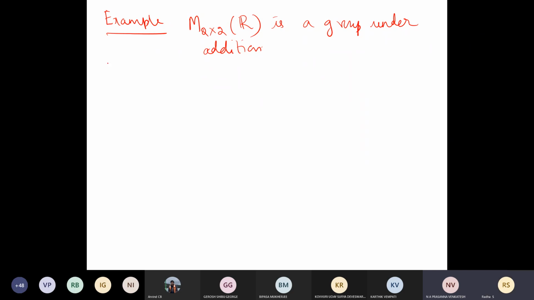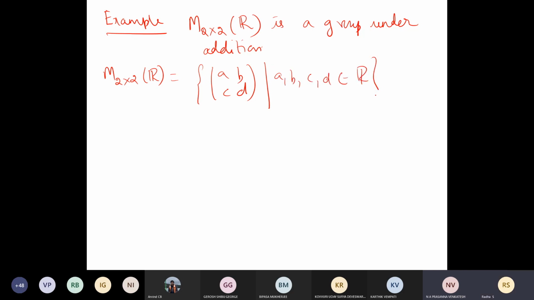So how does an element of M2 cross 2 over R look like? A, B, C, D such that A, B, C, D belong to real numbers. That is the meaning of over R here. All the entries of that particular matrix are coming from real numbers. M2 cross 2 over R is given this way, right? So we have to prove this is a what?